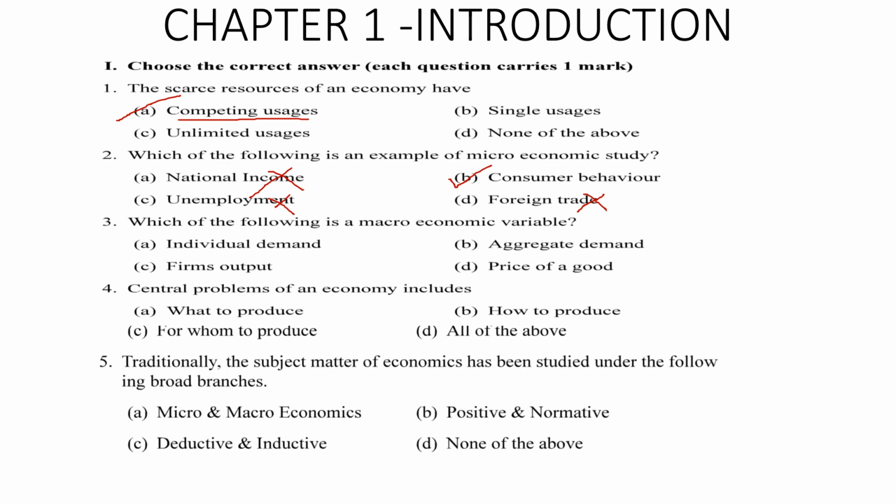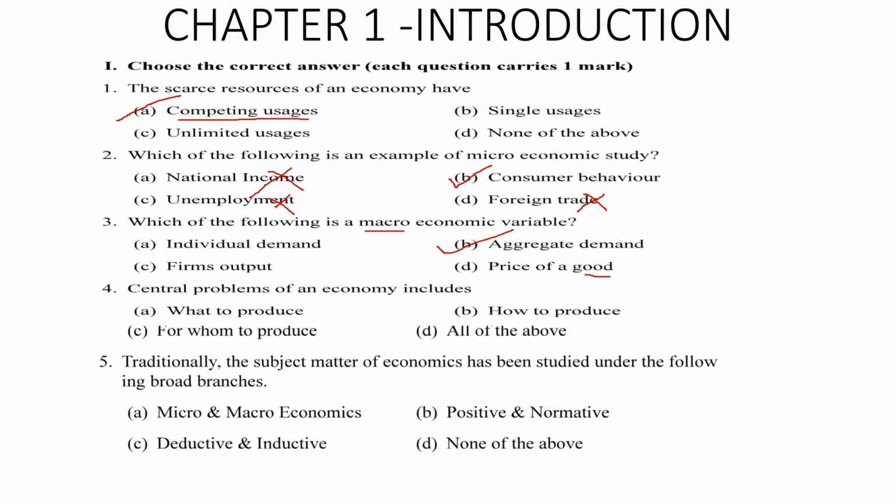Okay. Then question number 3. Which of the following is a macroeconomic variable? Macroeconomic, that is the study of the whole economy. Individual demand comes under microeconomics. Firm's output also comes under microeconomics because it is talking about one particular firm. Price of a good, that is about microeconomics. So the macroeconomic variable here is our aggregate demand.